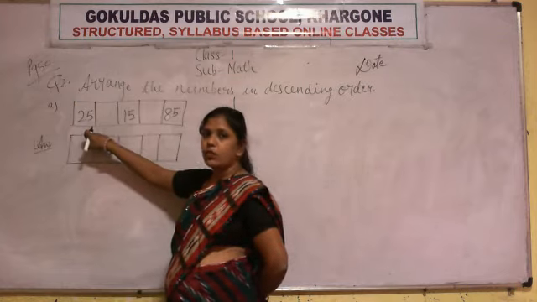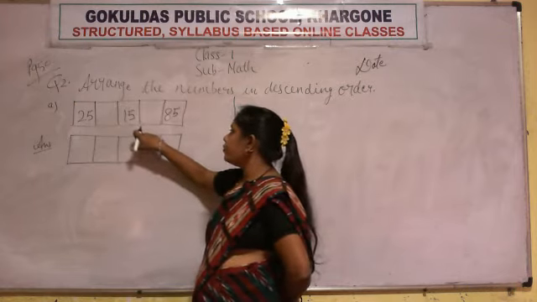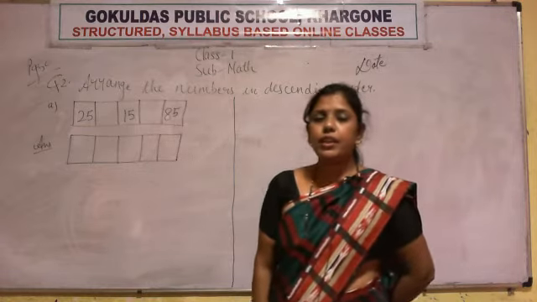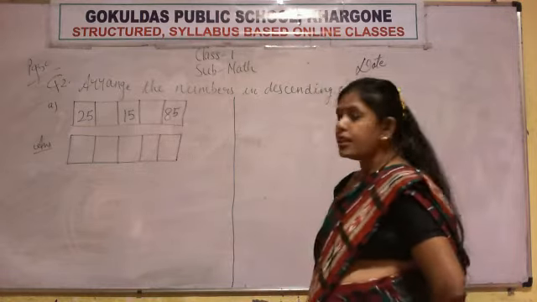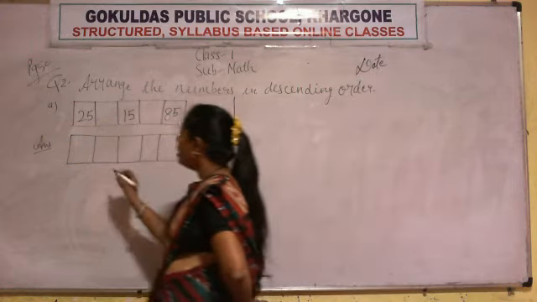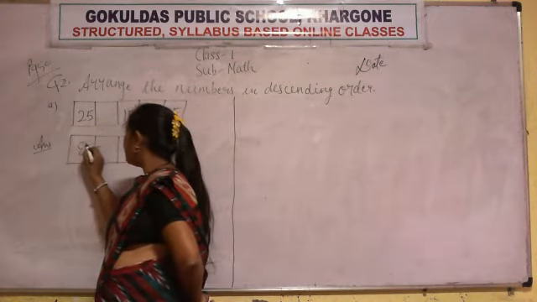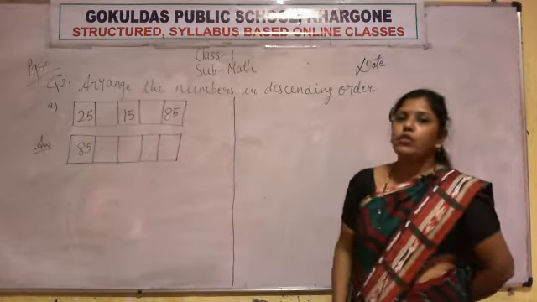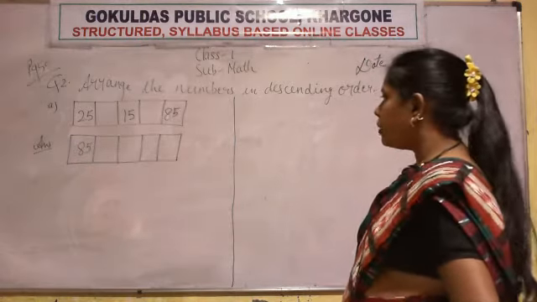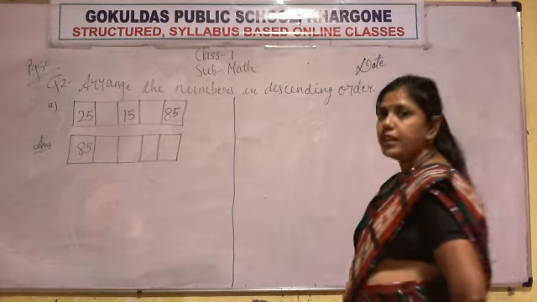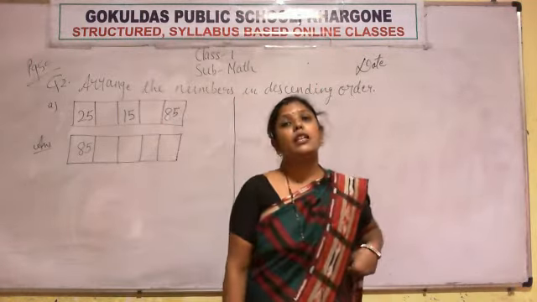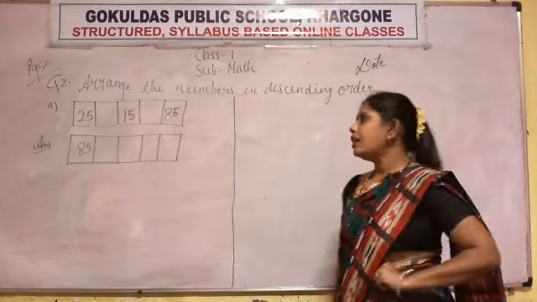The first number is 25, the second number is 15 and the third number is 85. Now which is the biggest number? The biggest number is 85. So here we will write 85 in the first block. Now which numbers are remaining? The remaining numbers are 25 and 15.